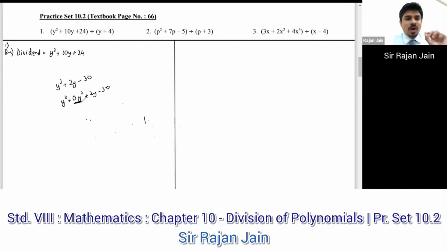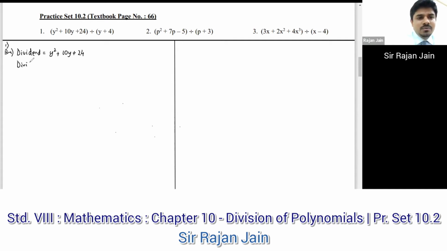It was not required in your first exercise. Over there, all your divisors were monomial. When the divisor is monomial, missing terms need not be written. But whenever your divisor is binomial, you have to write the missing terms. In this particular sum, there is no such problem. So we directly go ahead with the sum the way it is given. Divisor is y plus 4. Now, I start with my division process.